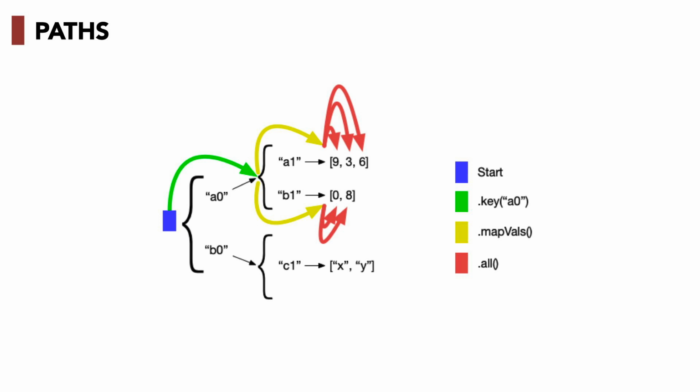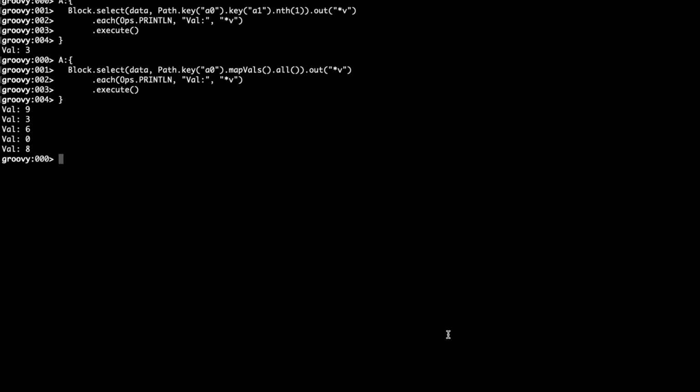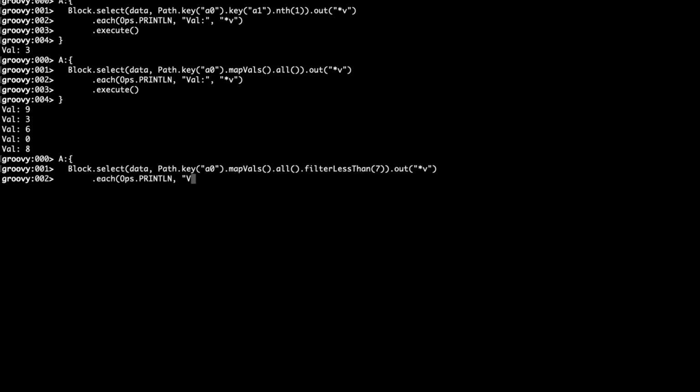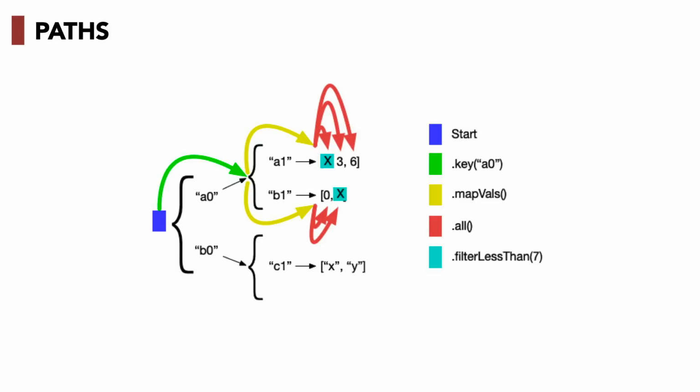That MAP-VALS navigator goes to every value of the map, and that ALL navigator goes to every value in each list. Let's look at another example that includes filtering. Here I'll do the same path as last time, except only navigate to values that are less than 7. From the output, you can see it filtered out all values greater than or equal to 7. Here's a visualization of this path, with the only difference being that additional filtering step.